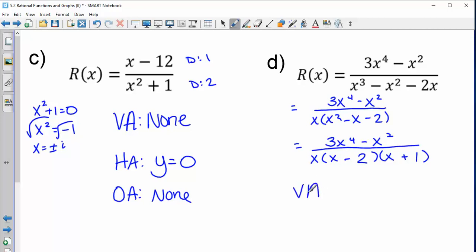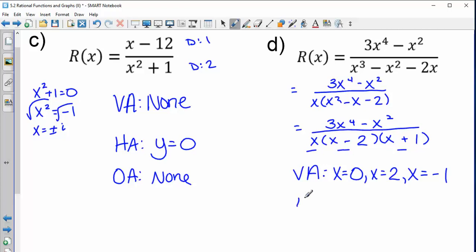How many vertical asymptotes are we going to have? 3. Okay, what's this x out here at the beginning will give us? X minus 2 will give us x equals 2. And x plus 1 gives us x equals -1. So you just set each of those parentheses to 0.